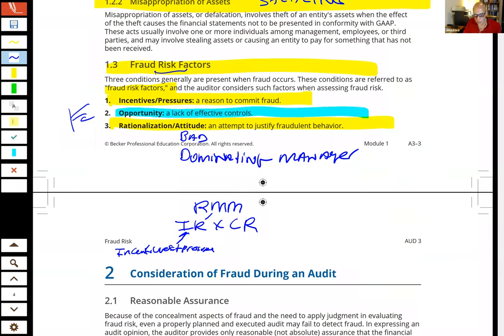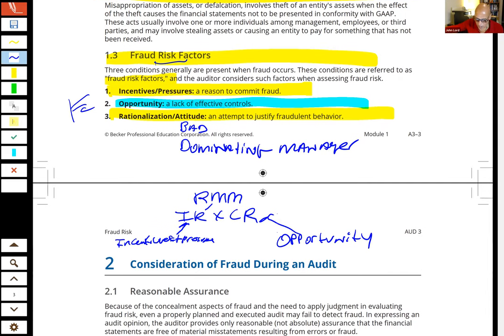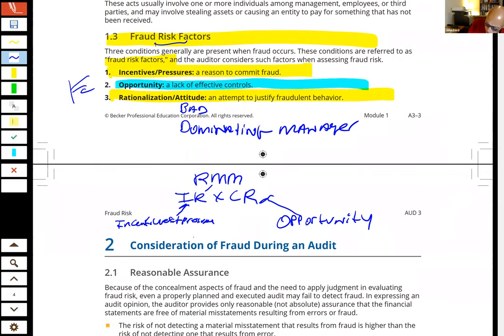Okay. Now, if it's opportunity, and you kind of saw that in the outline there, they're telling us opportunity is what? Because there's lack of controls. So opportunity is affecting the control risk, okay? How about rationalization? I like to call it a rat attitude. How about rationalization attitude? What do you think?